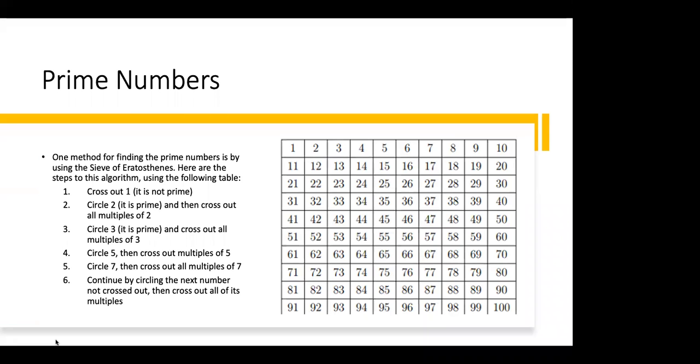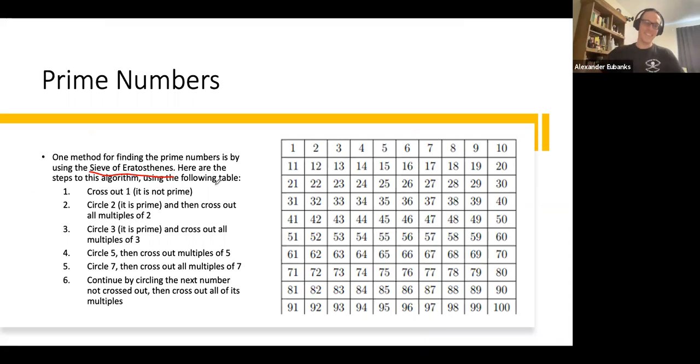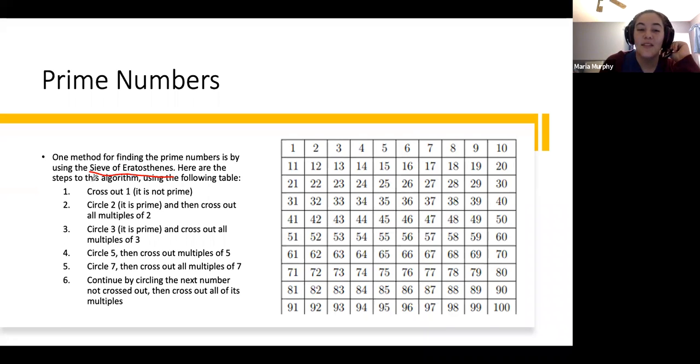So one method for finding prime numbers is using the sieve of Eratosthenes. I only hope I'm saying some of these names right. Eratosthenes, okay. So here is an algorithm using our table of 1 to 100, how we can go ahead and find out those primes.